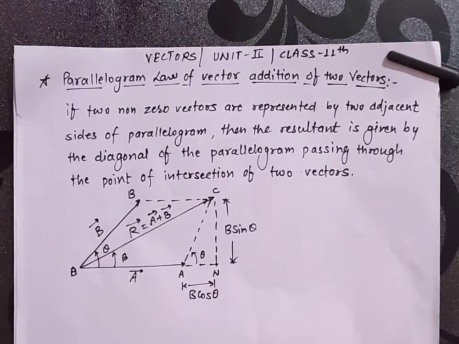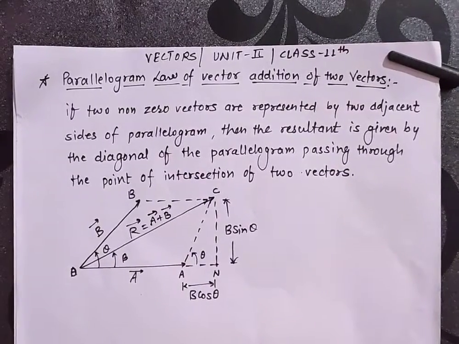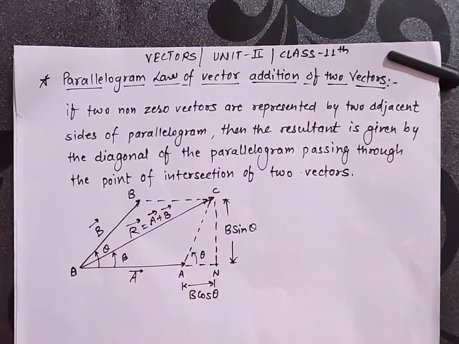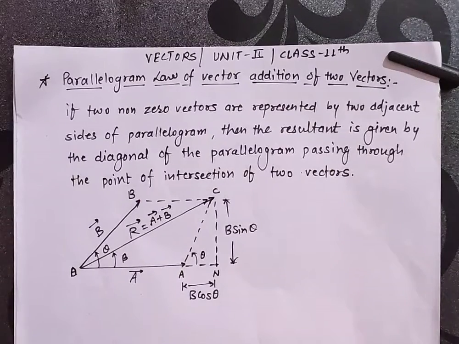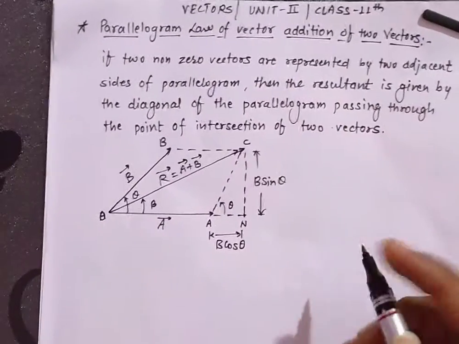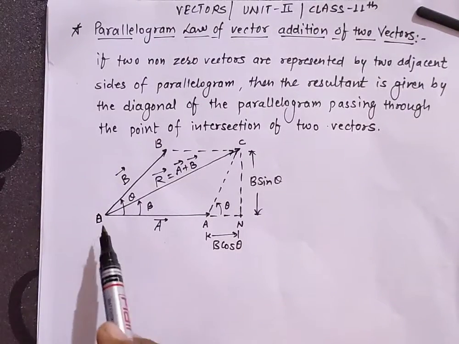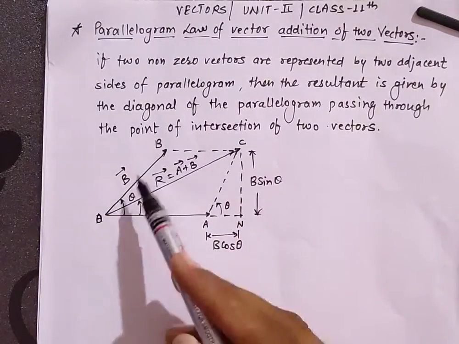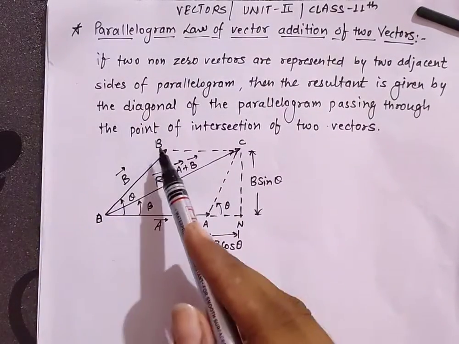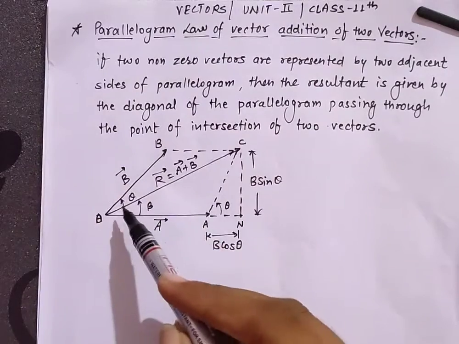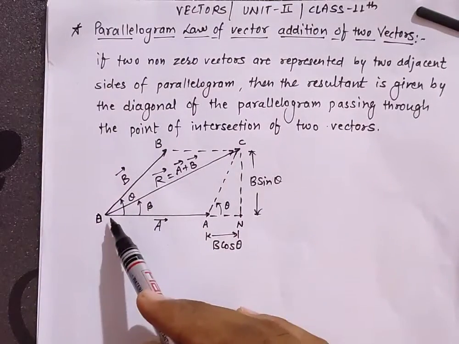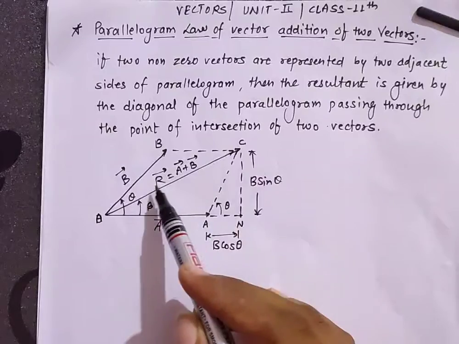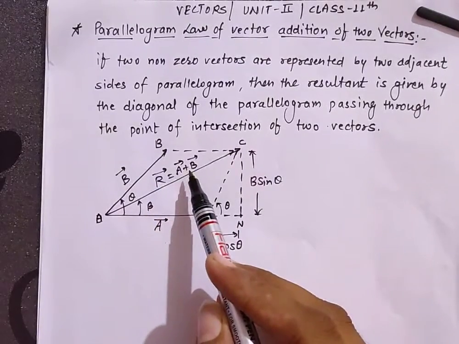What the law states: if two non-zero vectors are represented by two adjacent sides of a parallelogram, then the resultant is given by the diagonal of the parallelogram passing through the point of intersection of the two vectors. So let's look at the diagram. This is vector A, this is vector B, and this is the point of intersection. If two vectors are represented by the sides of a parallelogram, this diagonal from the point of intersection represents the resultant R, which is equal to A plus B.